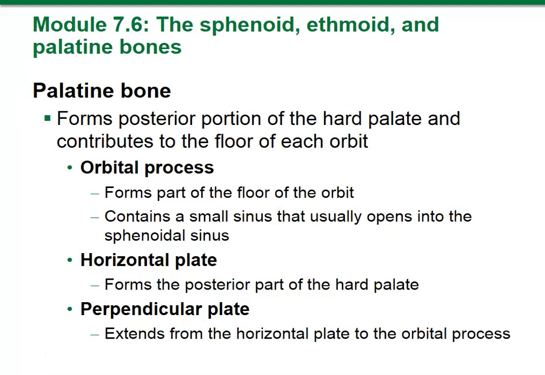Okay, the palatine bone forms the posterior portion of the hard palate, contributes to the floor of each orbit. You have an orbital process that forms part of the floor of the orbit. You also have a small sinus that opens into the sphenoidal sinus. And then a horizontal plate, a perpendicular plate. Again, you do not have to memorize these parts.